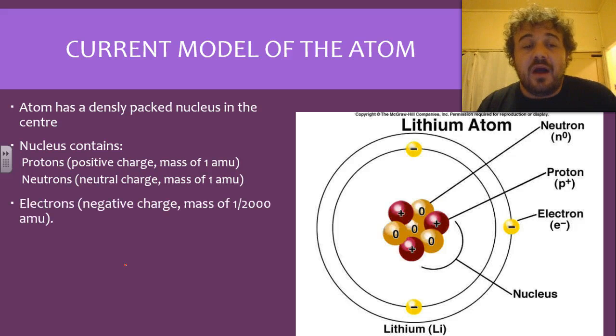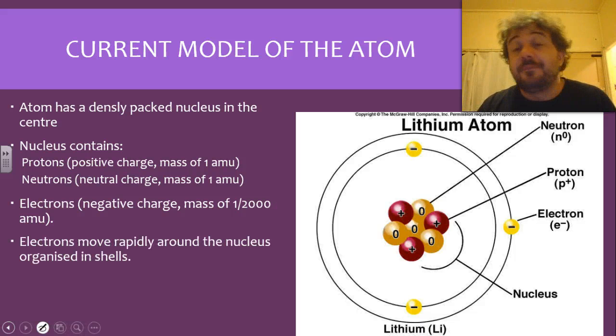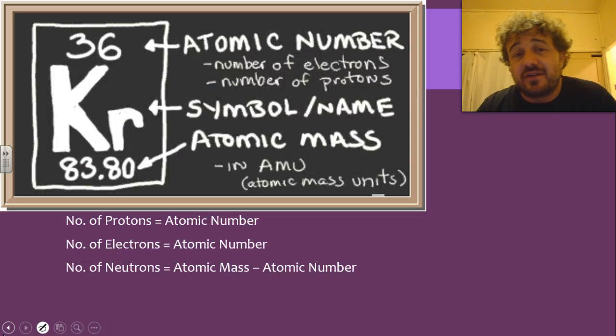Cool. Around it in shells it has electrons. These have a negative charge, equal to that of a proton, but they are about 1/2000th of an atomic mass unit, so they're much, much smaller. And the electrons move super rapidly around the outside of the atom. So they spin around the nucleus in shells, and each shell holds a certain number of electrons, but they do this constantly.